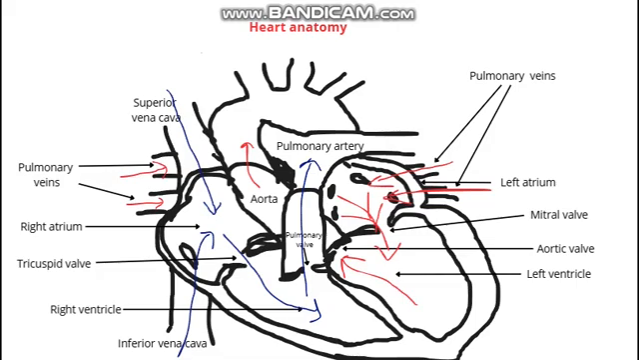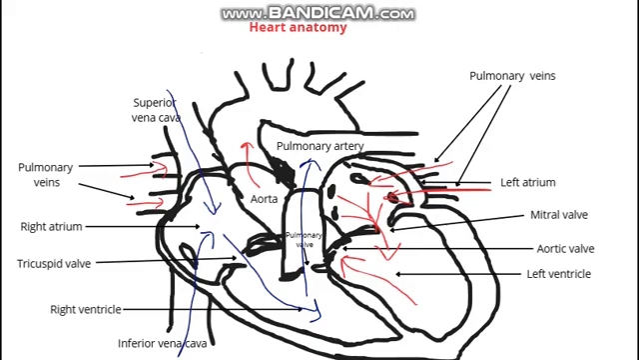It has also some great vessels. This is the pulmonary artery. This is the aorta, superior vena cava, inferior vena cava, and four pulmonary veins.